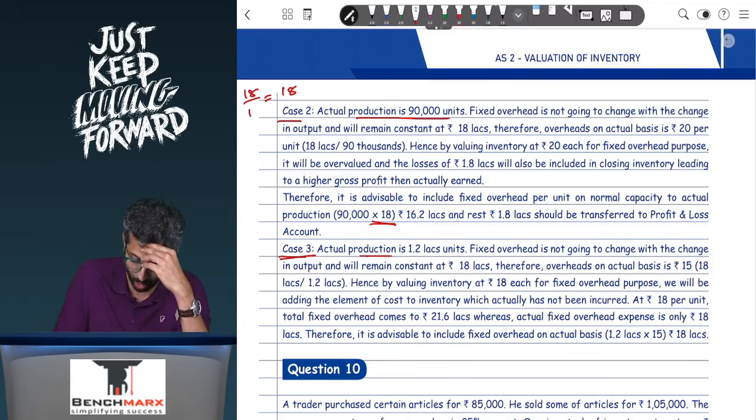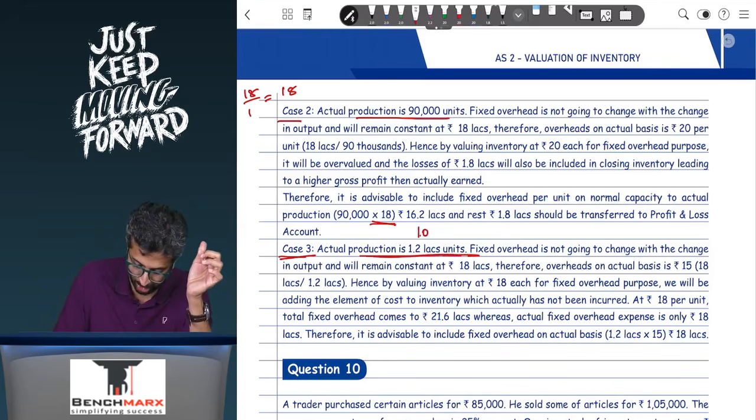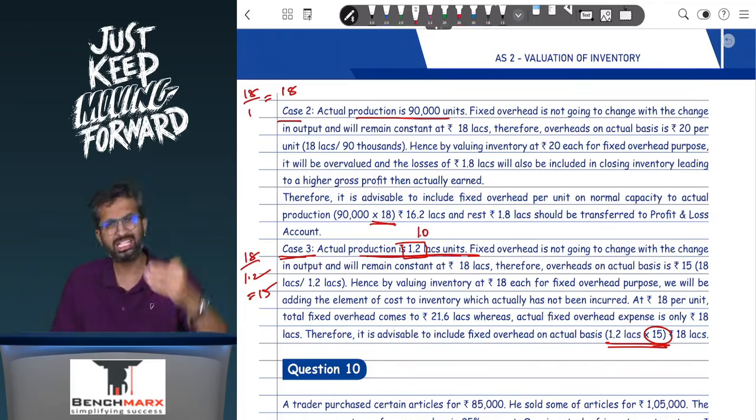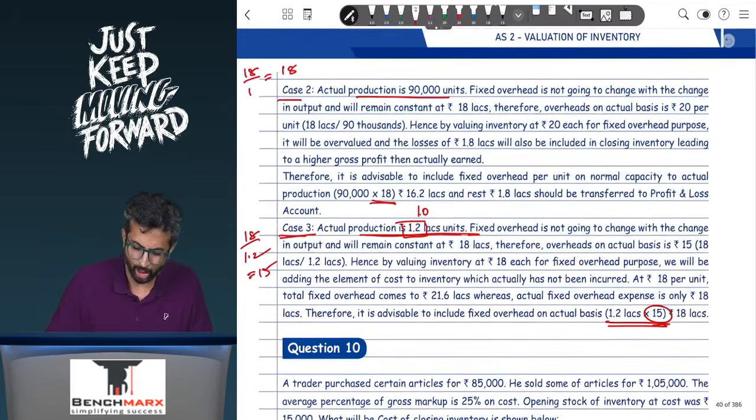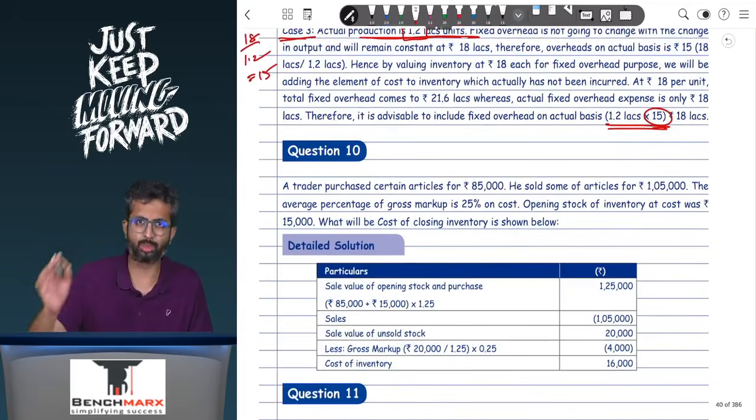But in case 3, if your actual production is 1.2 lakhs, your normal is 1 lakh, normal or actual, whichever is higher, is 1.2, in which case your revised absorption rate will be 18 divided by 1.2, which comes to probably 15. So over here, if you go to see, this is based on 15. So they have given you this detailed example in the study material. We have kind of put that over here for your review. Basically, you have to take your overheads at normal or actual, whichever is higher.